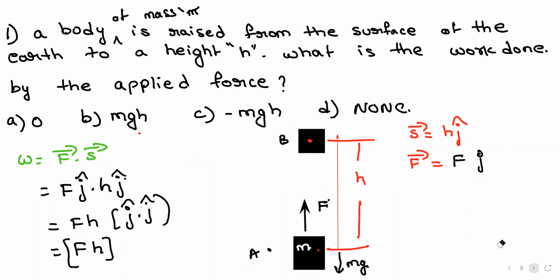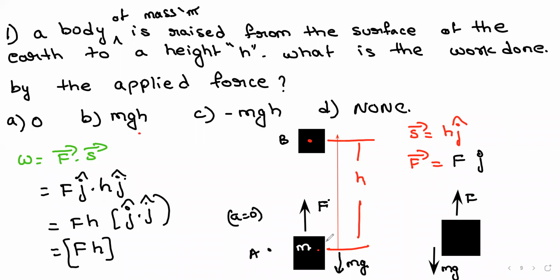So what I have to do is, can you tell me here what is the acceleration? Zero, sir. Why? Because the body is moving upward with constant force. So here we have to take acceleration as 0. Why? Because here the body moves slowly, so velocity is almost 0. Is it clear?